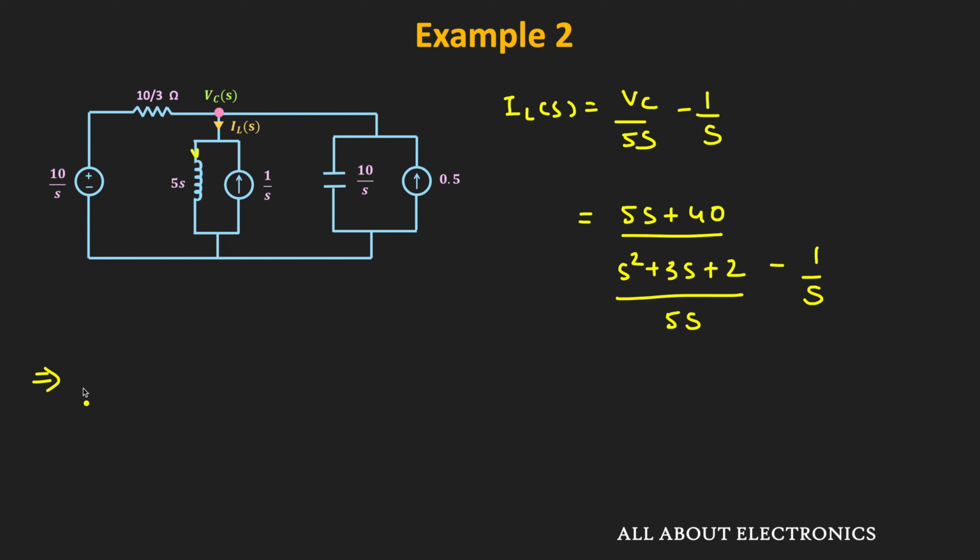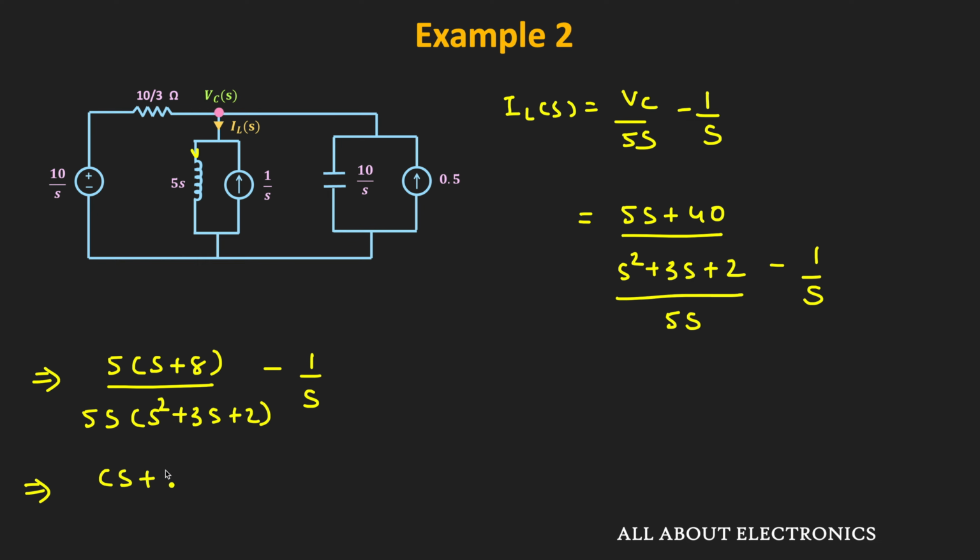So further we can write it as 5 times s plus 8, and in the denominator we will have 5 times s square plus 3s plus 2. And over here, we will also have this minus 1 divided by s. That means further we can write it as s plus 8 divided by s times s plus 2 times s plus 1. And over here, we will also have this minus 1 divided by s. So this will be the expression of the current IL of s. So in this way, we got the s domain expression for the IL of s.